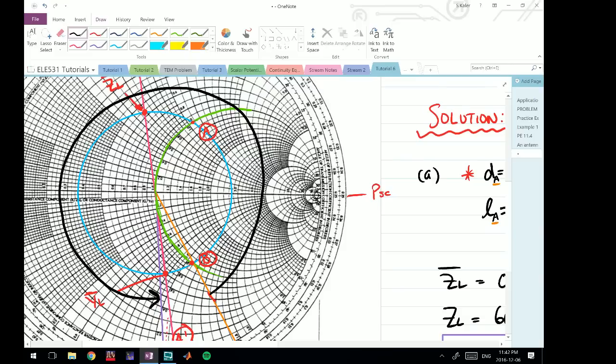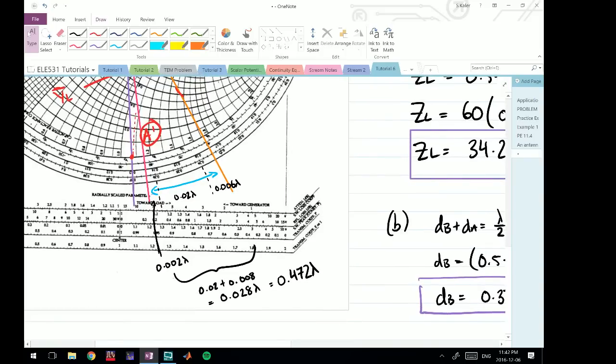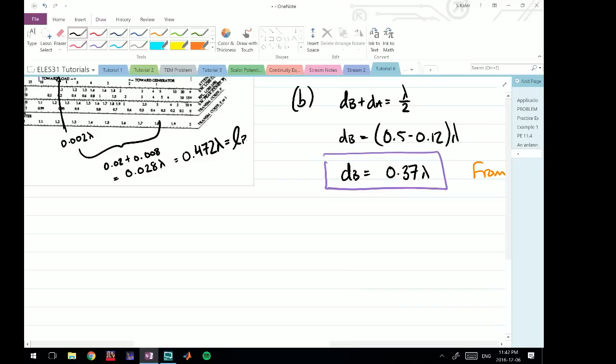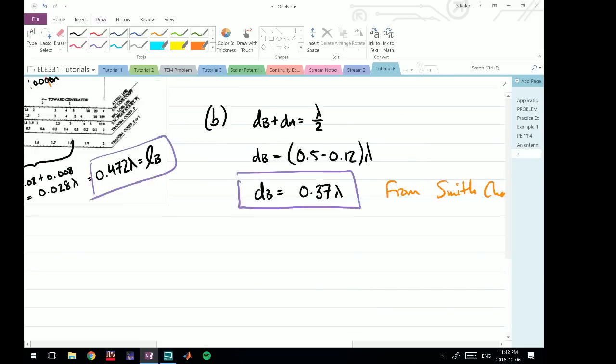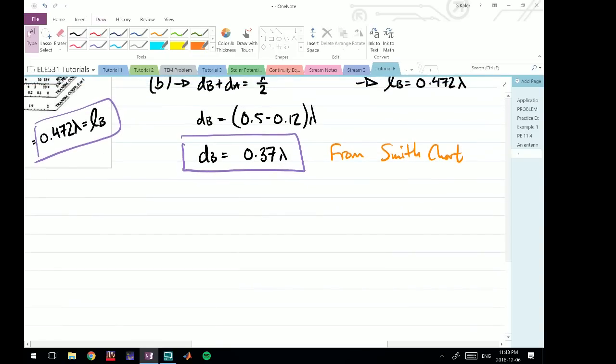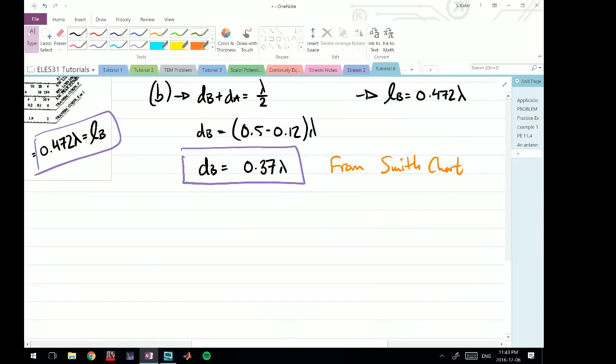Now, rather than go all the way around and calculate it that way, I find it easier to just take that little difference. If you have small differences, it's usually easier to calculate this way. So I guess it's just a matter of doing more problems and figuring out which is the simplest way to get from one point to the other. And this right here is actually LB. So I can go ahead and write that here. LB is 0.472 lambda. And dB, we already know, we said 0.37 or 0.38, whichever one you want to take. They're close enough that you can really choose whichever one you want.